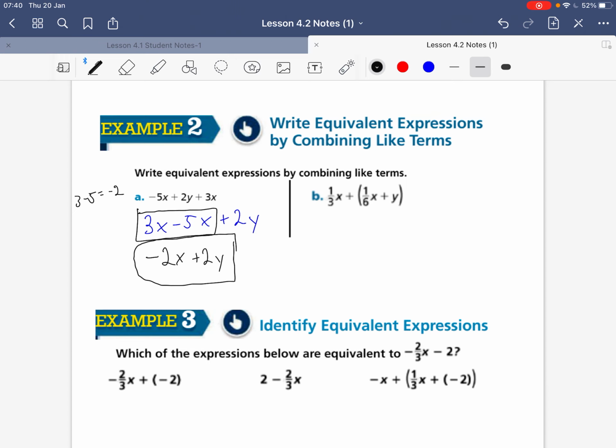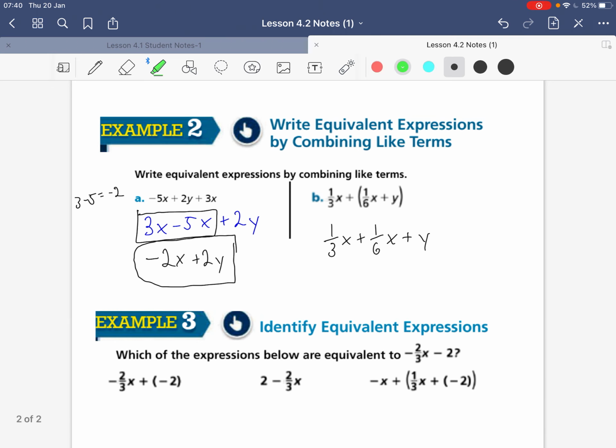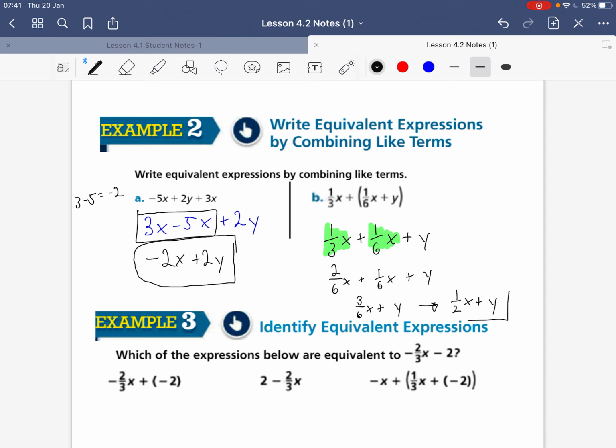Let's go ahead and combine these like terms. 1 over 3x plus 1 over 6x plus y. A good strategy is to highlight our like terms. These two terms are like terms, so we can combine those. 1/3 plus 1/6, well, that is the same as 2/6x plus 1/6x plus y, which gives us 3 over 6x plus y. So we have 1/2 x plus y. This expression here is equivalent to this expression.